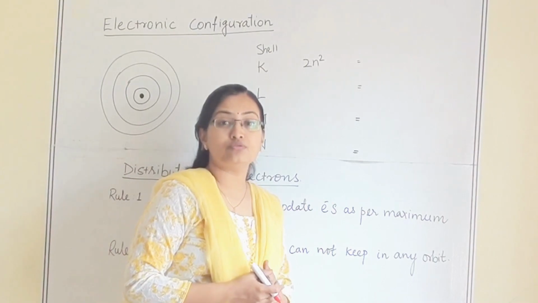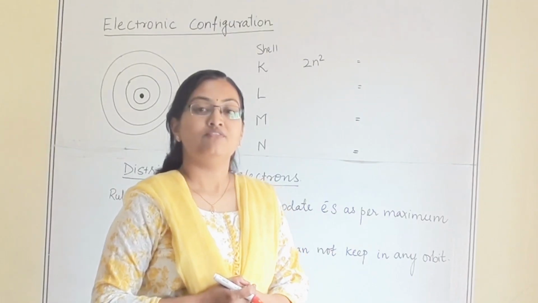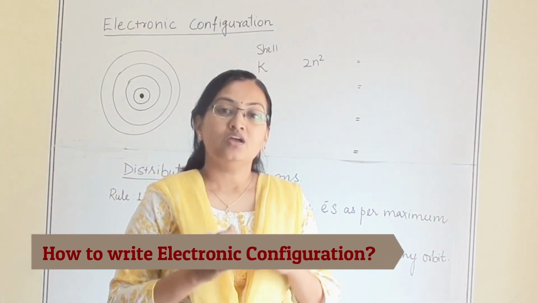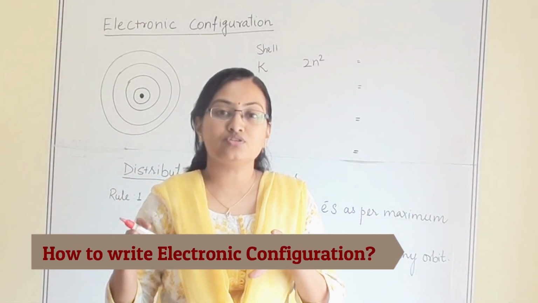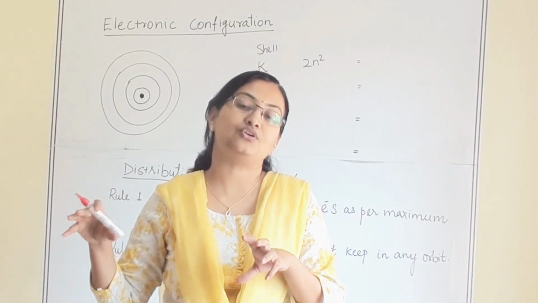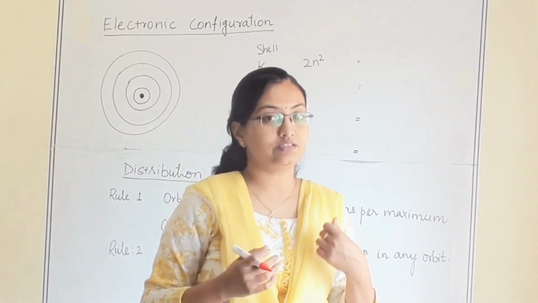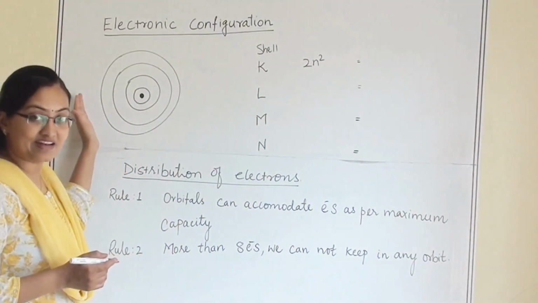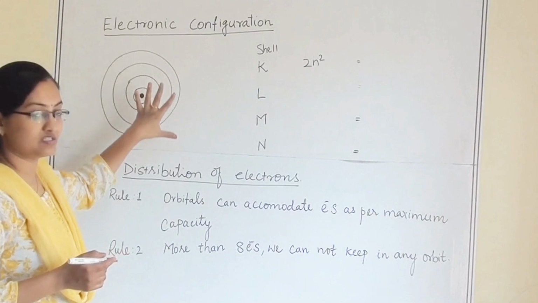Today we are going to learn about writing electronic configuration. What we are doing is distributing electrons according to the maximum capacity of that particular orbit. Let us learn that. So first, this is an atom and these are my orbits.